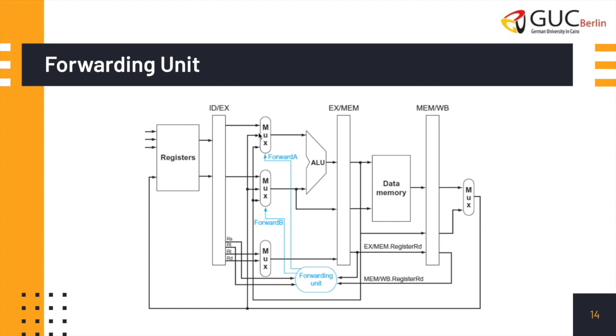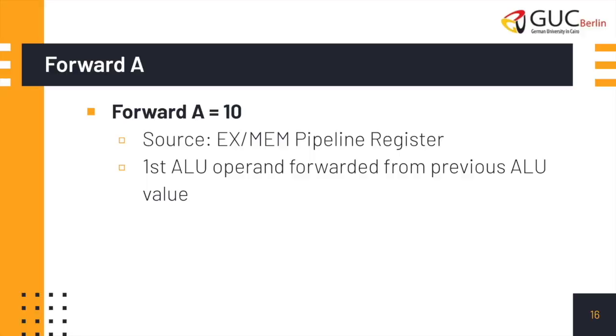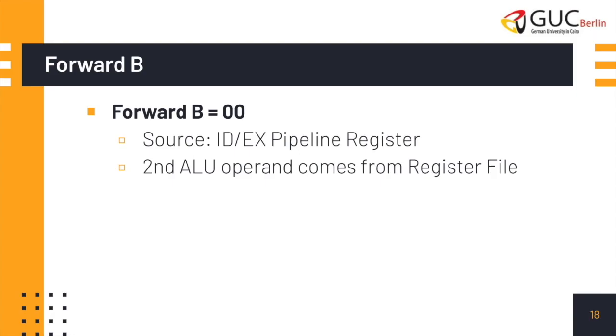So now we are done with forward A. Forward B follows exactly the same concept as forward A, with the same values. So if forward B is 0, 0, it means that the second ALU operand will come from the register file.